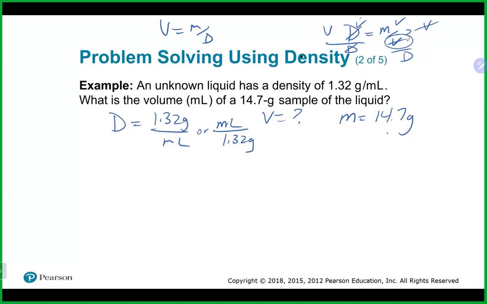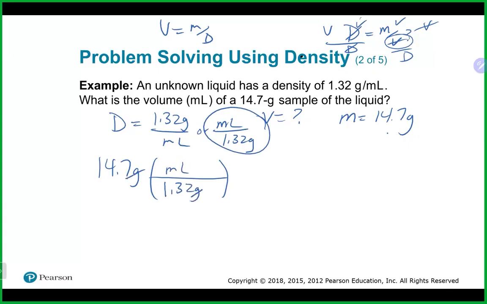And in this case, frankly, I have grams I don't want. So even if you're not sure where you need to go, you probably know you don't want the grams anymore. So I need to get rid of that. So that's going to be this guy right there. And milliliters are going to go on top, opposite with the grams. Grams will cancel. At this point, I'm left with milliliters, which is a volume, and that's what I'm looking for. And again, by setting it up like this, it takes care of all the math for you.